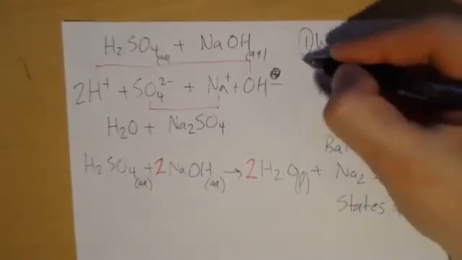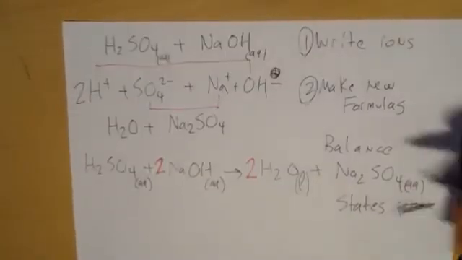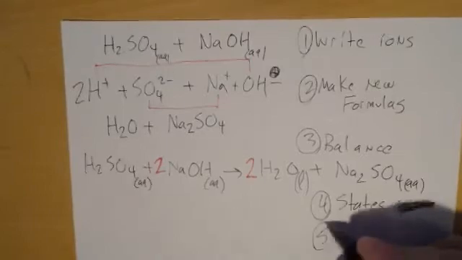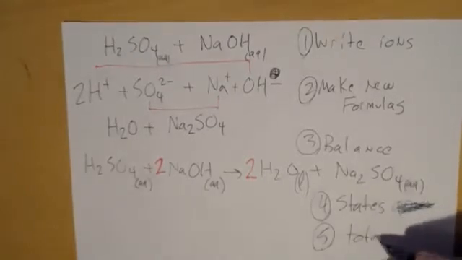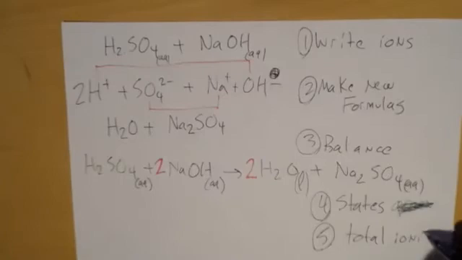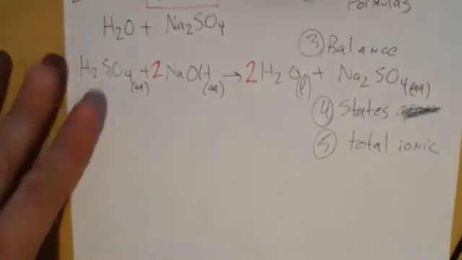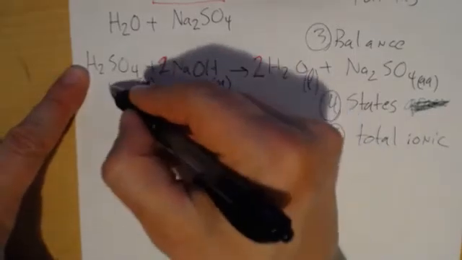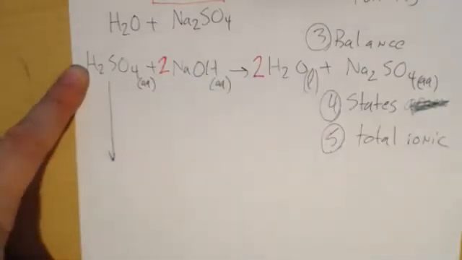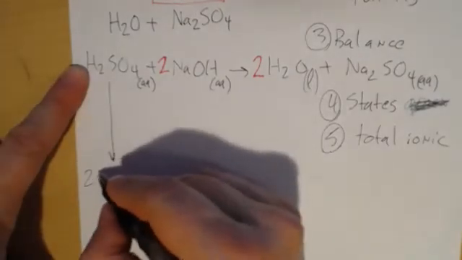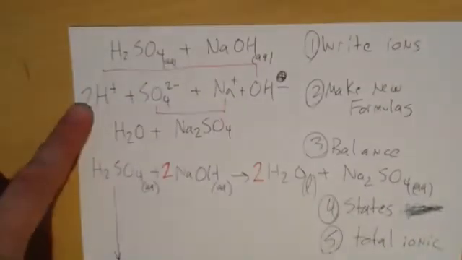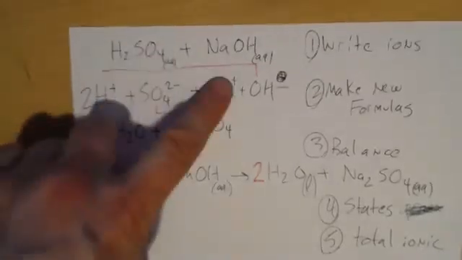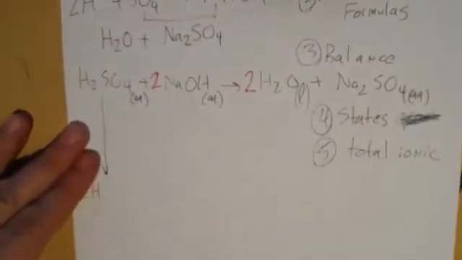So step 1 was ions. Step 2, make new formulas. Step 3, balance. Step 4, states. Okay, so step 5, total ionic. Let's bring that up. Okay, so what I'm going to do, this one's aqueous, so I'm going to write it as ions. Let me drop down. I'm going to need some room anyway. 2 hydrogen ions, just like what we did up here, actually. This one's one. I'm going to have two hydroxides, sodium hydroxides, though.